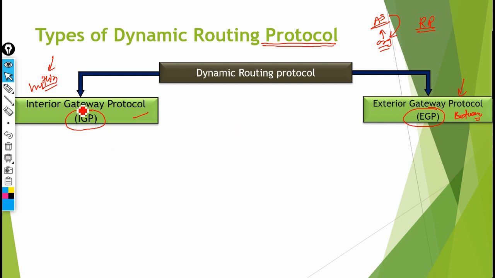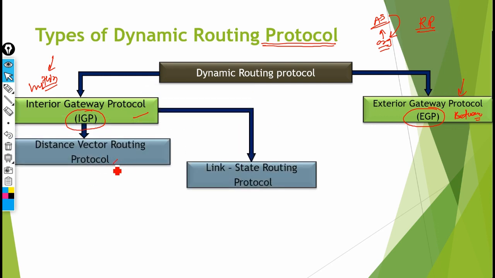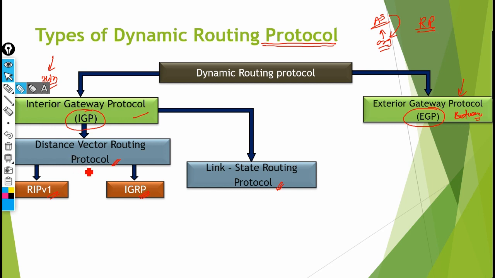Make sure when it comes to IGP, it is divided into two types: the distance vector protocol and the link state protocol. In distance vector routing protocols, you have two major protocols, which are RIP version 1 and IGRP. What are RIP version 1 and IGRP? Both are under distance vector routing protocols, and both are not used in production. They are not at all used in production. RIP stands for Routing Information Protocol.